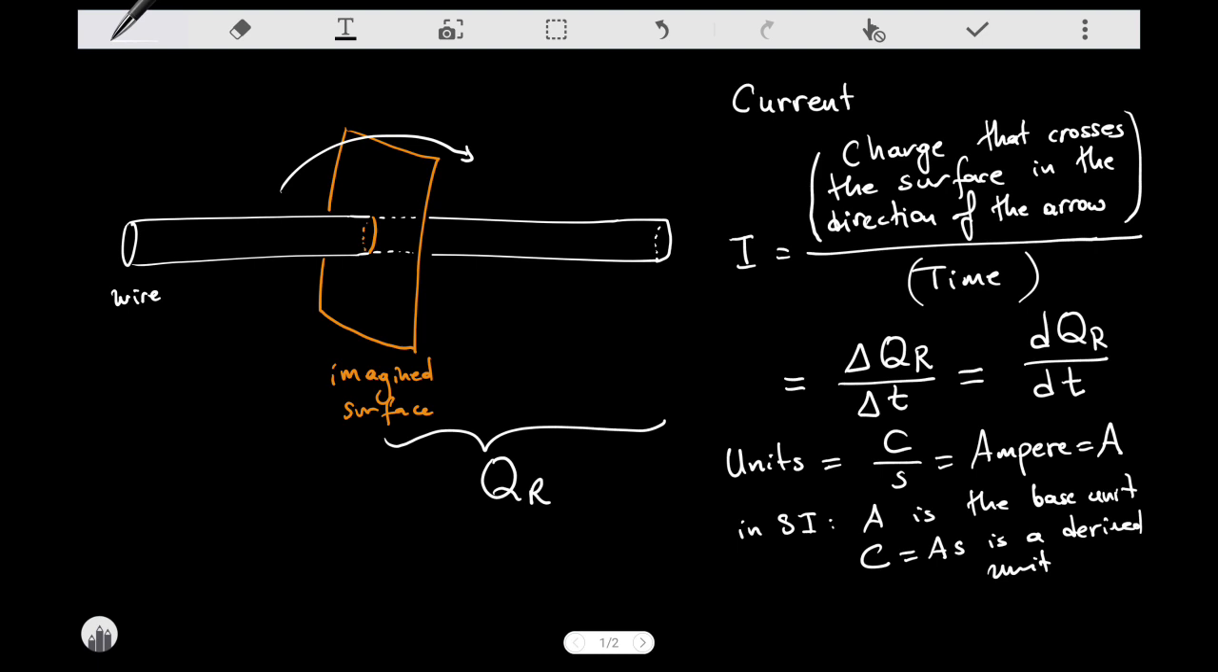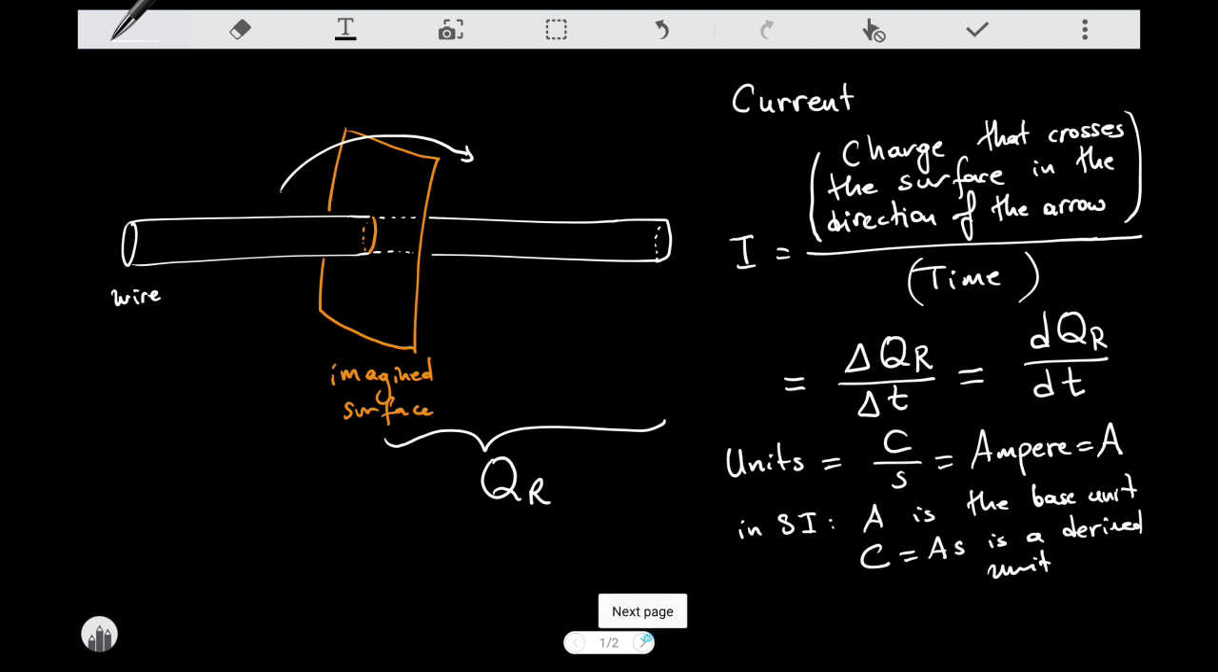Let me also note this thing. Since the charge can be positive or negative, by choosing the direction of the arrow, we set some kind of direction. But in that case, this charge can be positive or negative. So as a result, with this definition, this current can be a quantity which is either positive or negative. So both values are possible.